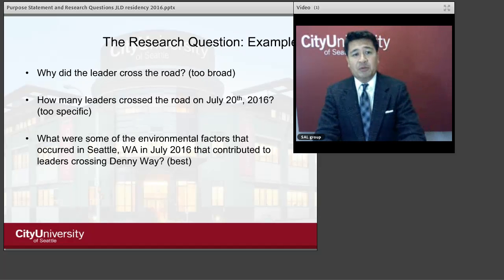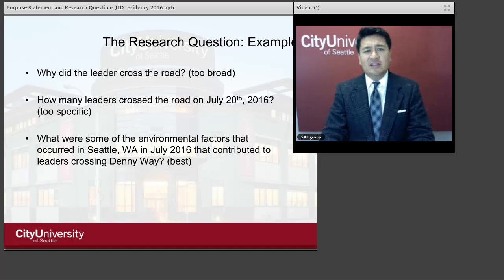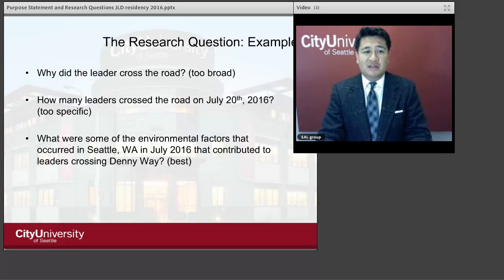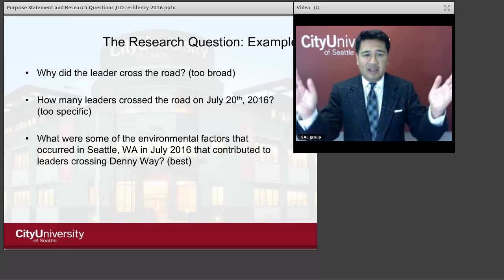So here's an example. Why did the leader cross the road? That's a fair research question, but it's too broad. Here's the same kind of question that's a little too narrow. How many leaders crossed the road on July 20th, 2016? A little too narrow, but again, we're looking at broad versus narrow.